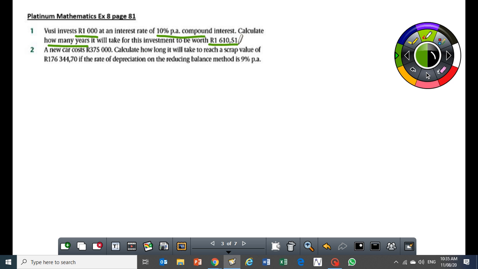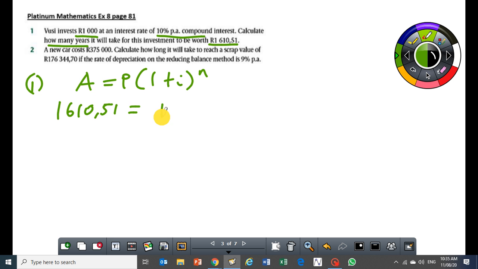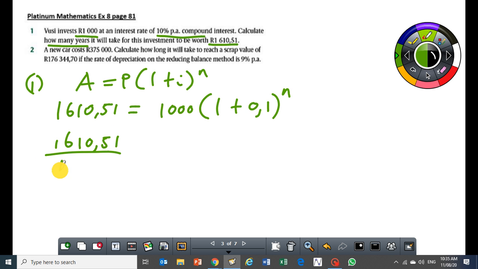For that question, we use the formula A equals P times 1 plus i, raised to the power of n. Our A is 1610.51. That's equal to 1,000 times 1 plus 0.1, raised to the power of n. The objective is to calculate the number of years. So from there we get 1610.51 over 1,000 is equal to 1.1 raised to the power of n.